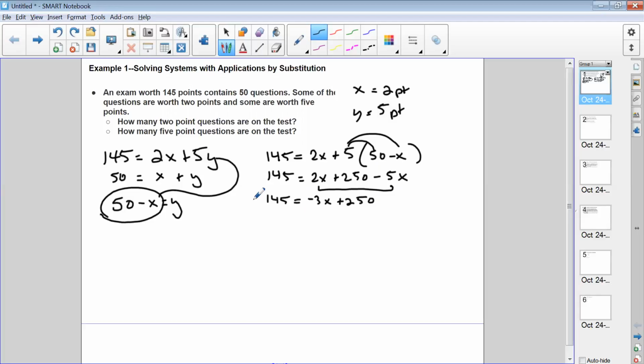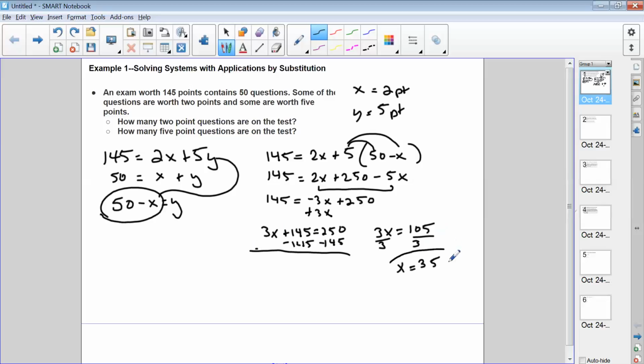And I'm just going to add the 3x to the other side. And now I'm going to subtract the 145. And I'm going to get 3x is equal to 105 divided by 3. X is equal to 35. All right, what does that mean? That just means there's 35 2-point questions on the exam.